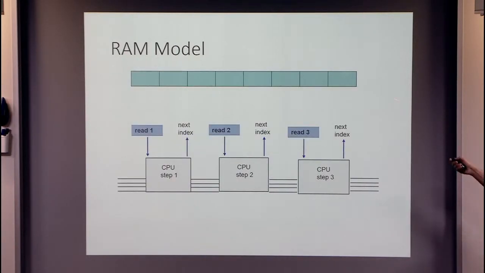So we have this external memory. The CPU takes various steps. So the CPU has a state that it takes as input. It reads a bit from memory, outputs the next index that it's interested in reading, passes on the state to the next CPU step, reads this next bit that was intended, and so on, and this process continues. Okay? So this is the RAM model.